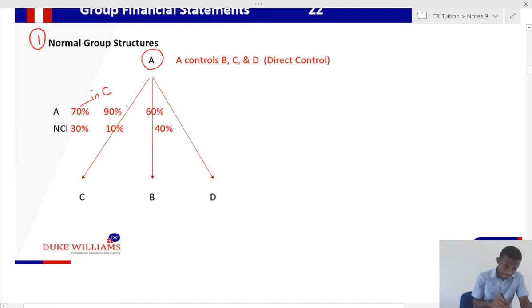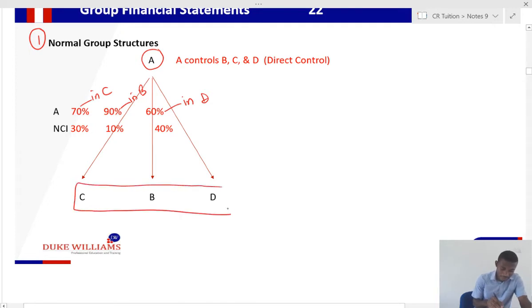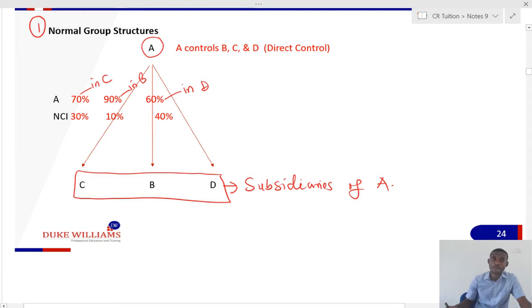Again, entity A has 90% in B. And then finally 60% in D. All of these controlling interests indicate that entity A controls these three, and all these entities are subsidiaries of A. Therefore, entity A, in preparing its financial statement, which is the group financial statement, should consolidate C, B, and D.